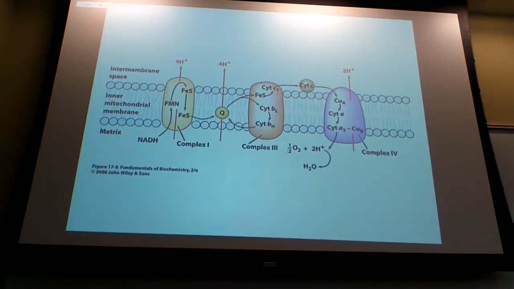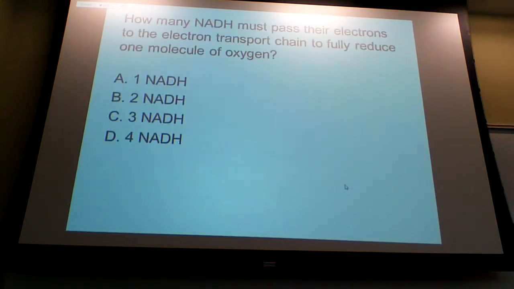So here it's showing electrons being passed to half an oxygen to make 1 water. There's no such thing as half an oxygen. Oxygen will be O2, so you have to double this to get it to work. And to double it, you need more than 1 electron.